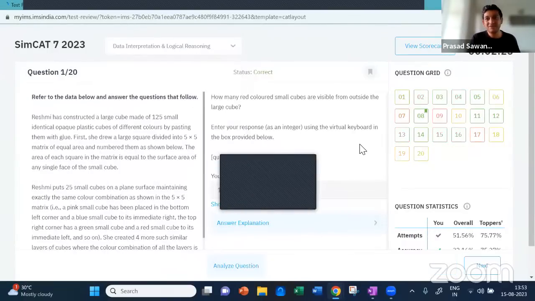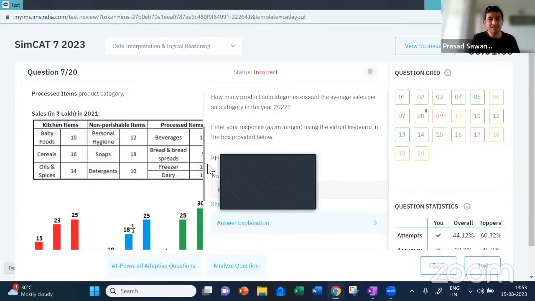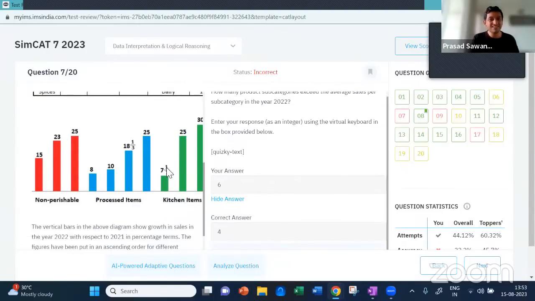Okay. LRDI, let's look at it. Mostly it was fine. 7th question, this one. How many product categories excel, right? I wrote 6. I was torn between 5 and 6. It was a proper guess. 4 is the answer. So 30, 25, 25, 25. I think these 4 are the categories. 23 is also less.